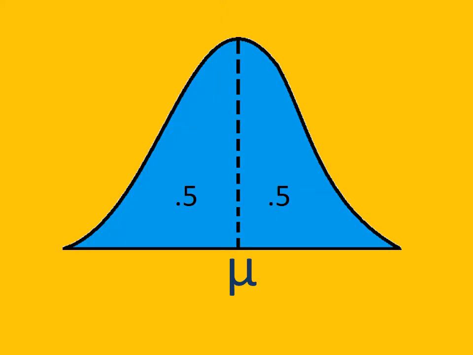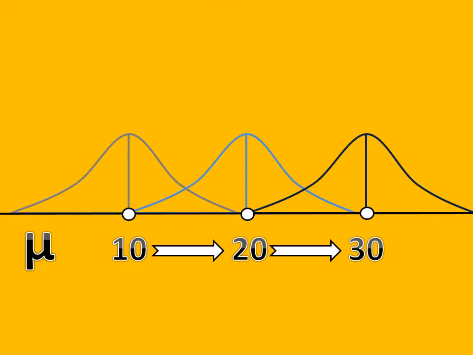Because of symmetry, the mean mu is at the exact center of the distribution. Notice that as the mean increases from 10 to 20 to 30, the center of the distribution is shifted to the right. Therefore, changing mu changes the location of the distribution.